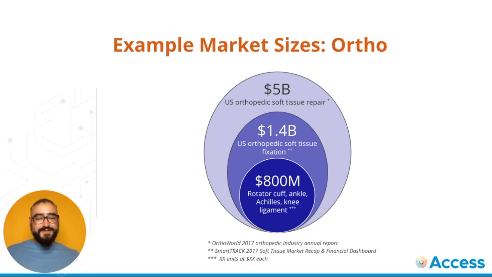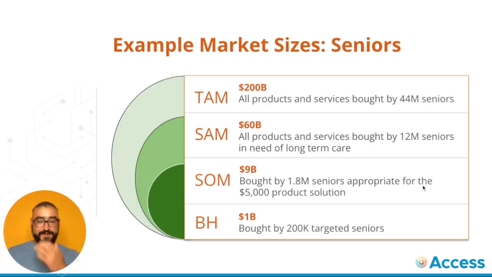Within that market, there's the addressable market that's more focused on soft tissue fixation, right? The type of thing that your tool actually helps with. And then within that, there's an obtainable market that's specific to rotator cuff repair, ankle repair, Achilles, ligaments. Now, among those three different pieces, you're going to have to decide which is really the beachhead market that you could go after, right? Are you going to be trying to tackle rotator cuff repairs, ankle repairs, or Achilles knee ligament repairs?